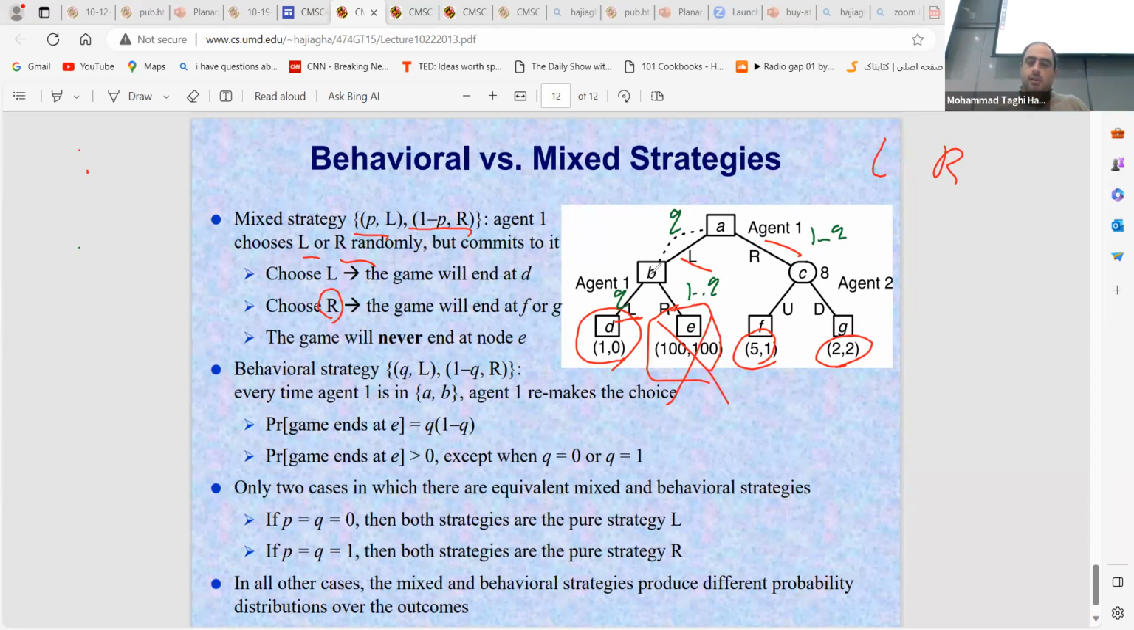Now, what is the chance that we end up at E? Here it would be Q if you take this one, and then 1 minus Q. So that would be the probability that you will end up at E. The probability that you will end up at E would be greater than 0, except when Q is equal to 0 or Q is equal to 1, if you define Q not equal to 0 or 1.